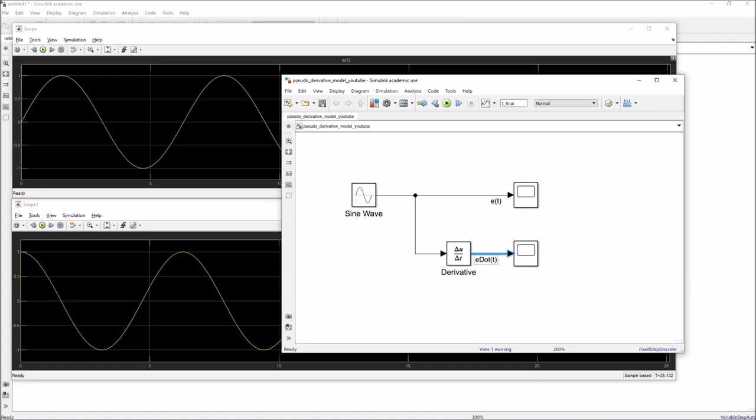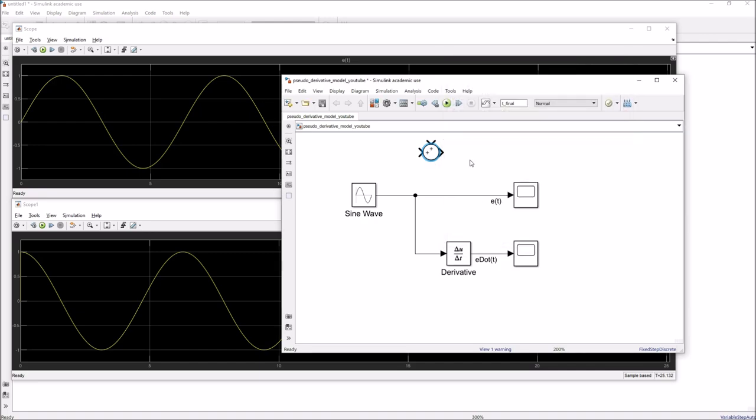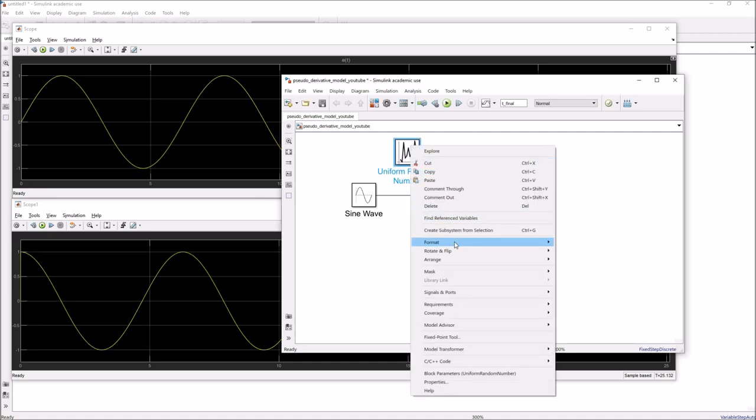Now, where it gets interesting is, what if we were to corrupt this signal with some noise? Let's go ahead and add some noise. Let me flip this like so, okay, I'm going to do something like this. And now let's get a uniform random number. Again, I prepared this off screen, and that really is not a whole lot of preparation.